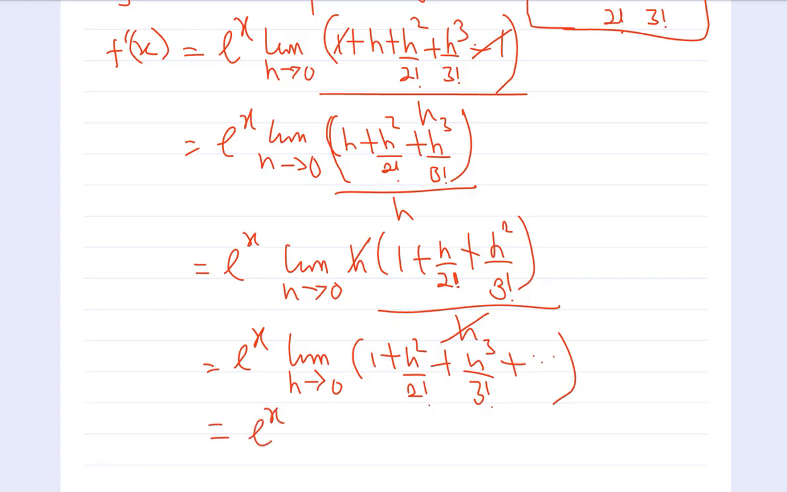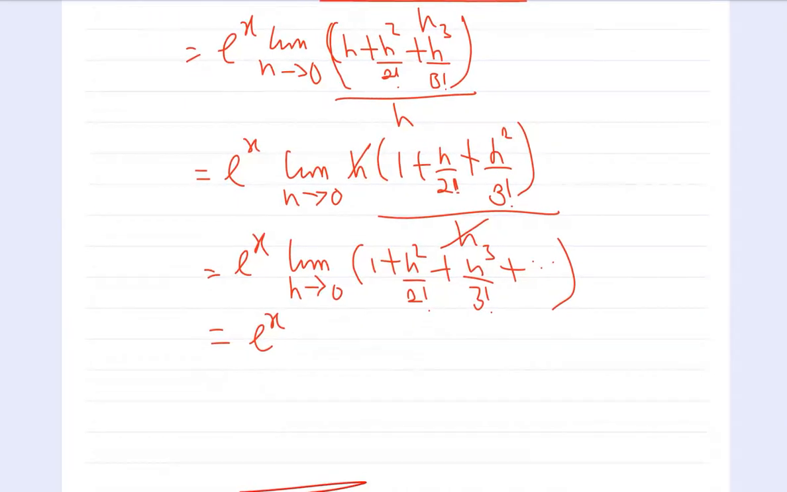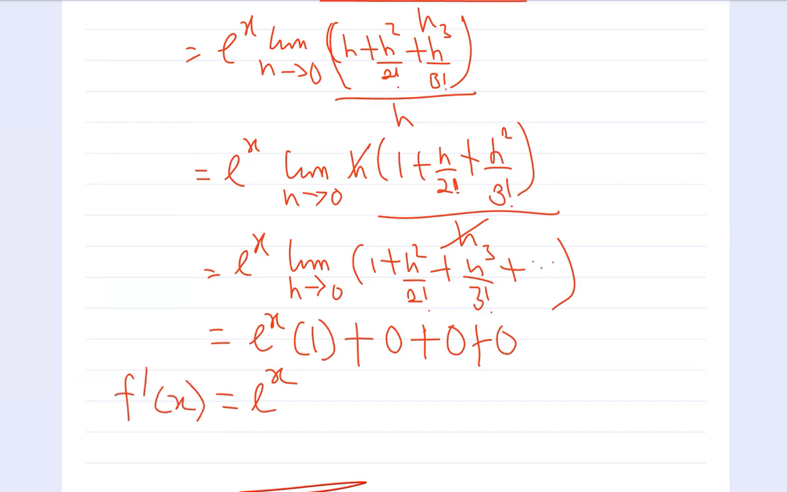You can still apply the limit. You know this is a proof, so I'm just proving, and you can apply the rule also. The limit of a constant 1 is going to give you the constant, so this is 1, and if you apply the limit to the other values, you are going to get plus 0. That will give you exponential x, because exponential x times 1 is exponential x, and that is f prime of x equals exponential x.